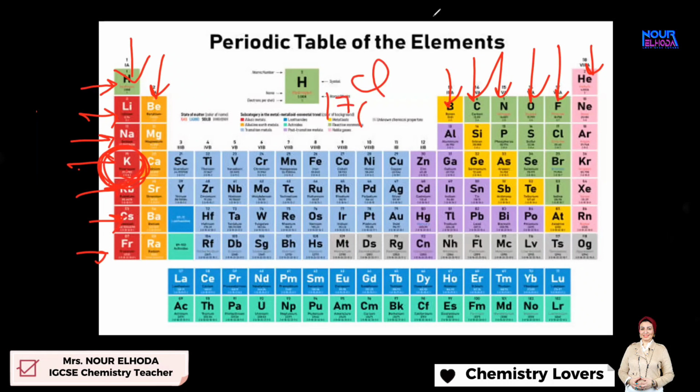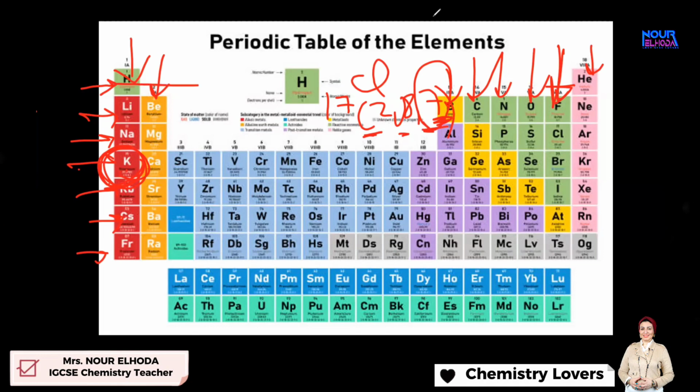Chlorine is 17, meaning 2, 8, 7. Who can tell me which period and which group it is? Group 7, period 3. Correct. Group 7 because in the outer shell I have 7 electrons. Period 3 because I have 3 shells. Since I have 3 shells, this means I'm in period 3.